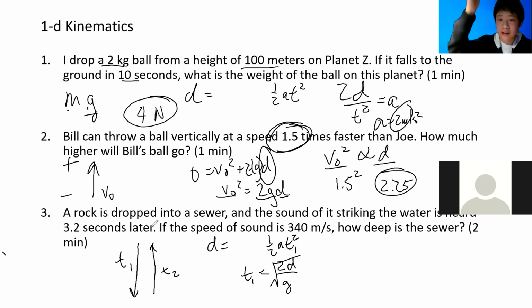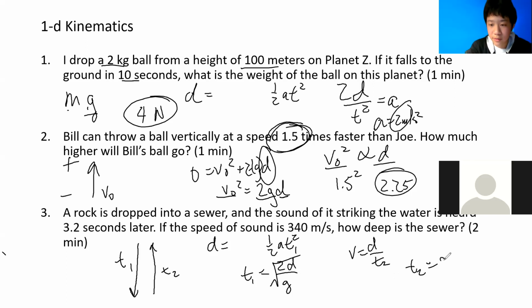So how long does it take for sound to get back up? Well, it's going to be going up at 340 meters a second. And using the formula where v equals d over t, the amount of time to solve would be t2 equals d over v. So, as we know, in total, this is going to take 3.2 seconds. So t1 plus t2 equals 3.2.